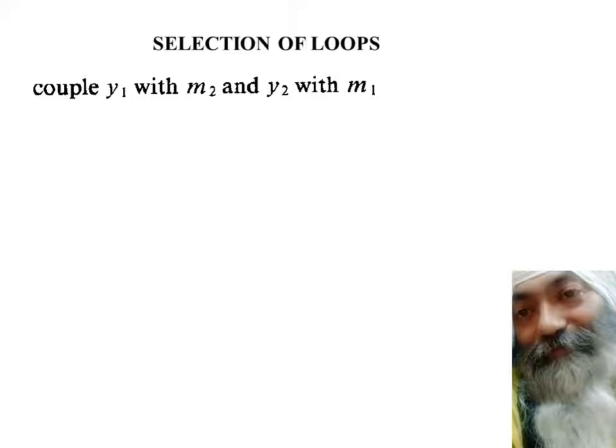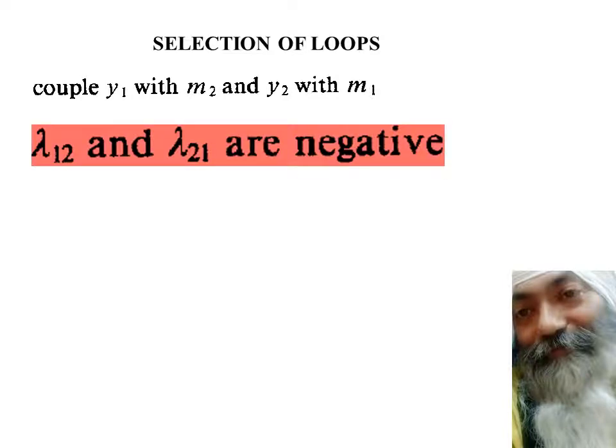So we are coupling y1 with m2 and y2 with m1, and both these relative gains are negative. And as we had discussed earlier also, negative relative gain means that the indirect effect is stronger than the direct effect, and in the opposite direction. It means I want to increase something on account of direct effect, but the net effect of the indirect effect is that instead of increasing, the controlled output actually gets decreased.